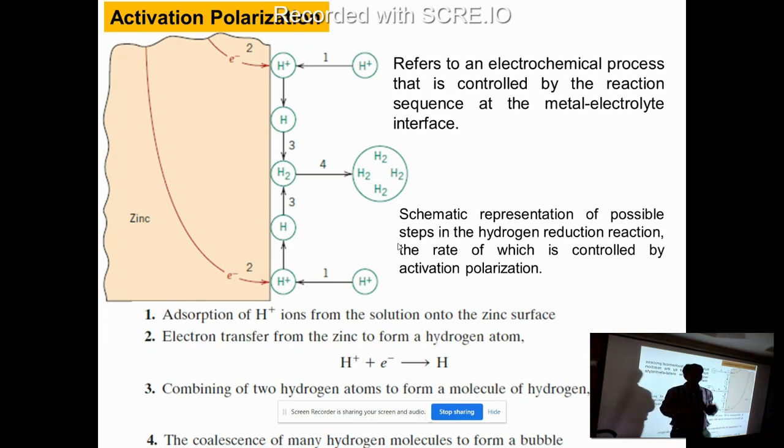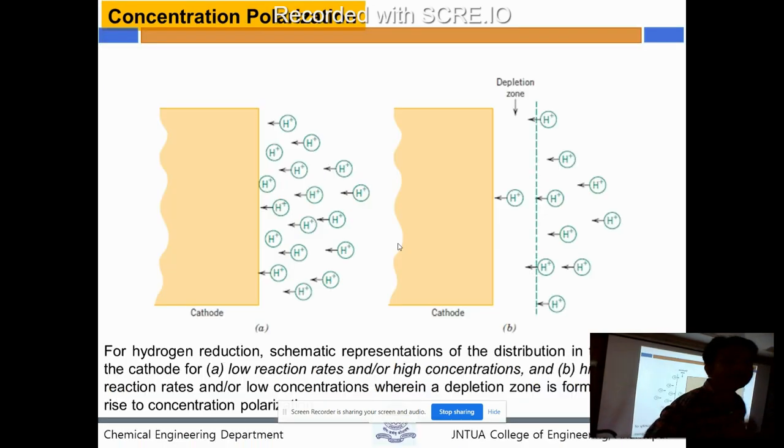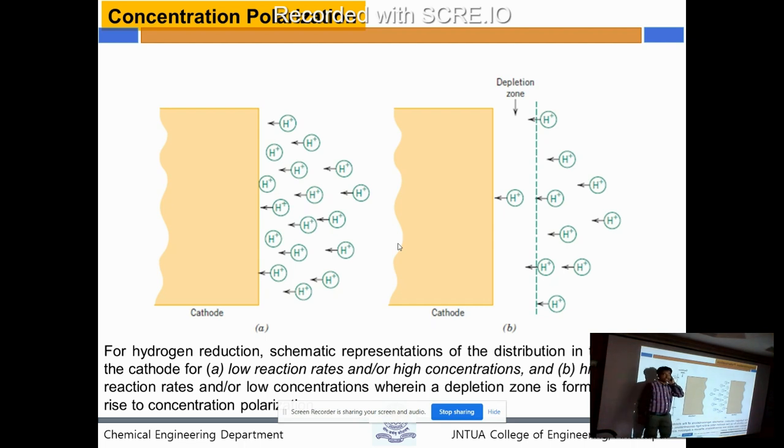Is it clear? Now, let us come to the second classification, concentration polarization. Look at the two figures I have given here. As the name suggests, there will be polarization, but here the concentration plays an important role. What is concentration? The quantity of ions, the amount which we took, that is the concentration we always measure.